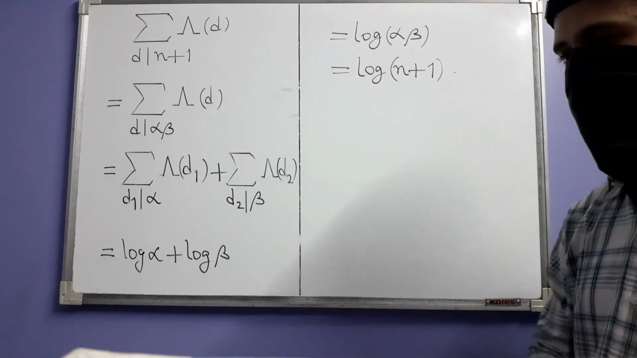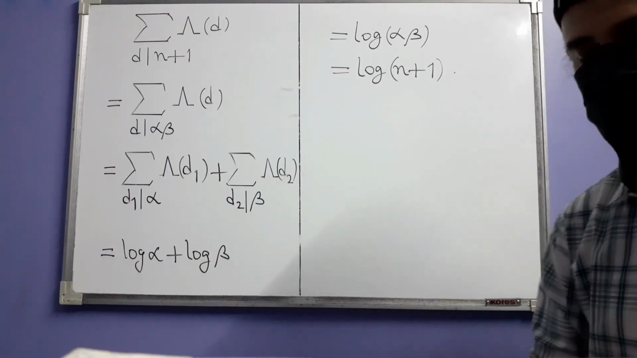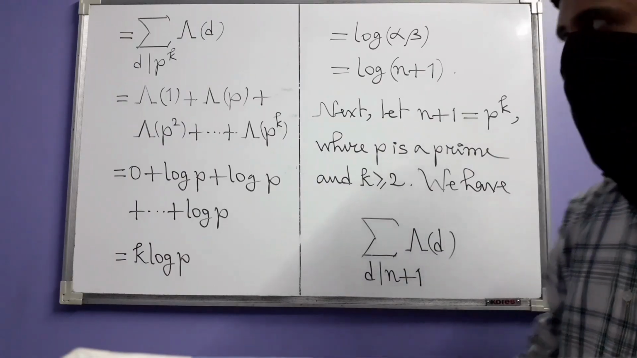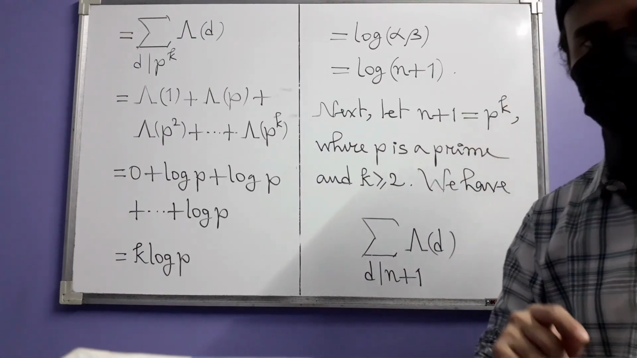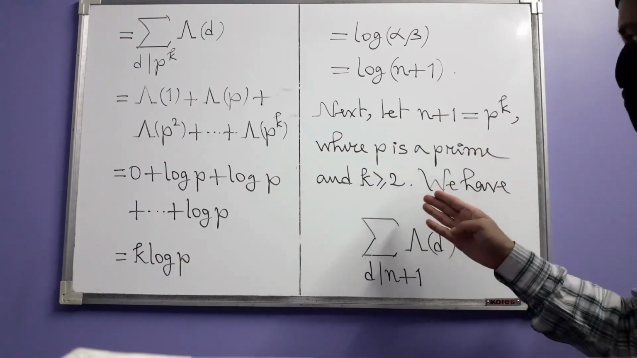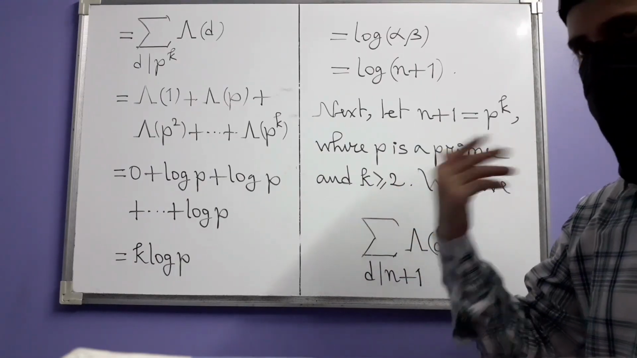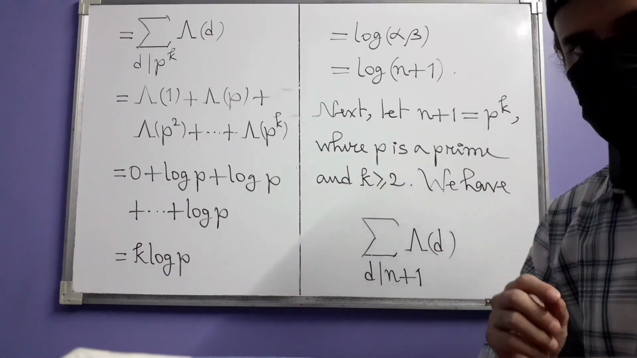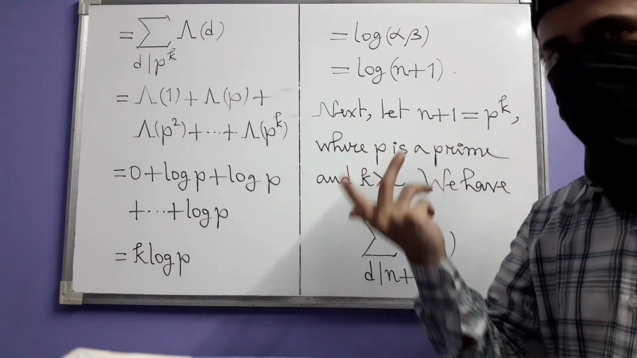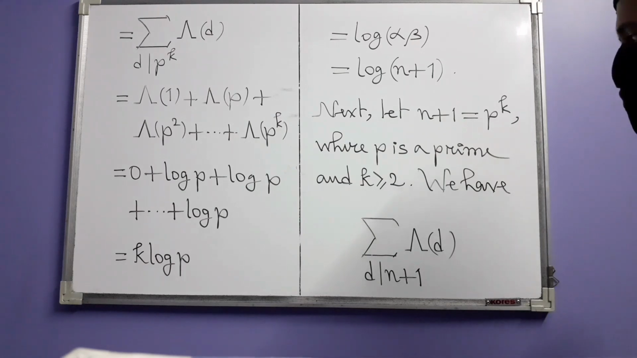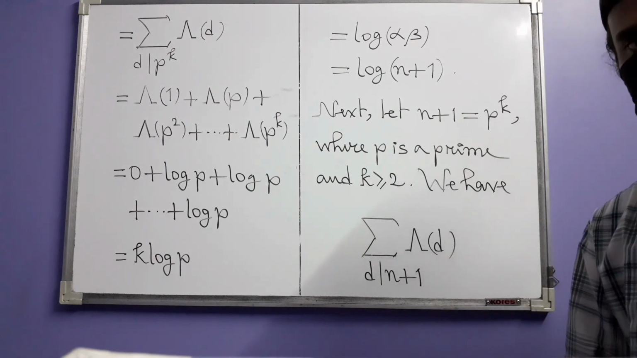So that leaves us with that one case where n plus 1 is a prime power. So next we consider that case where n plus 1 is p to the power k, where p is the prime and k is the positive integer at least 2. We are not considering the value k equal to 1 because otherwise n plus 1 will be a prime, which we have already considered before. And we straight away start with this sum.